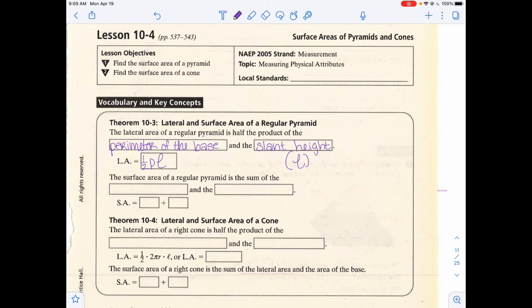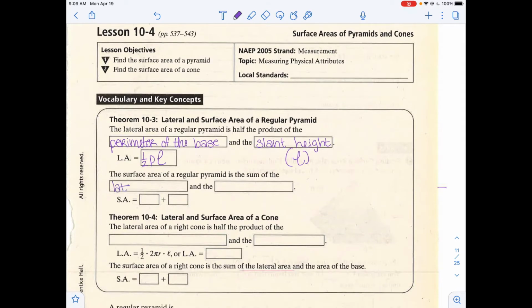Okay, then the surface area, which is all the total surfaces, not just the outside. The surface area of a regular pyramid is the sum of the lateral area and the area of the base. Okay, so surface area is lateral area plus the area of the base. Okay, then the lateral and surface area of the cone.